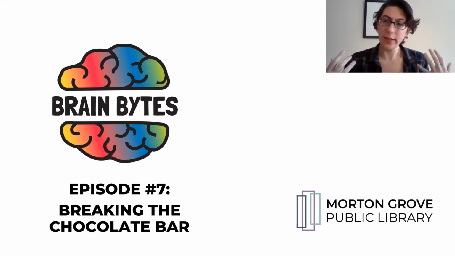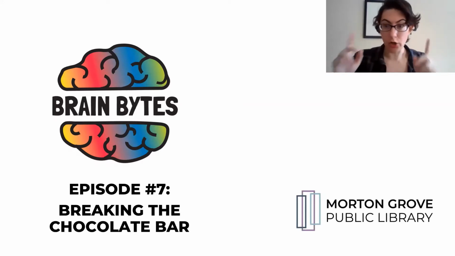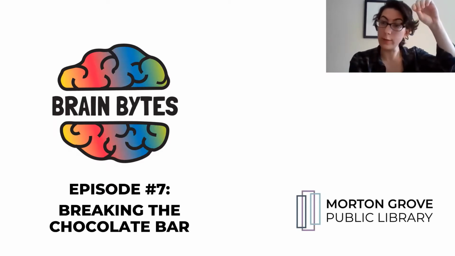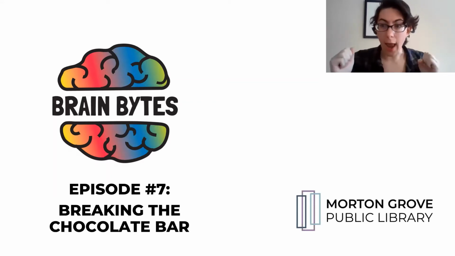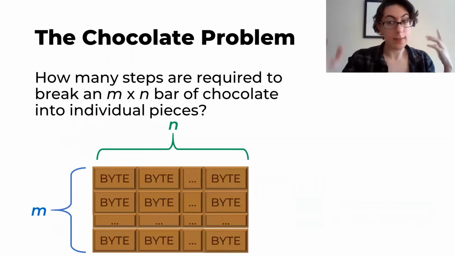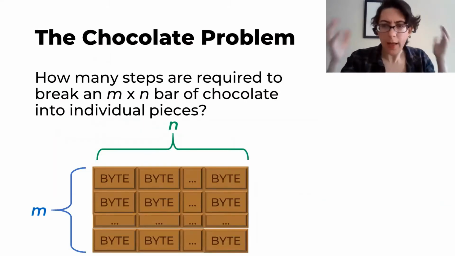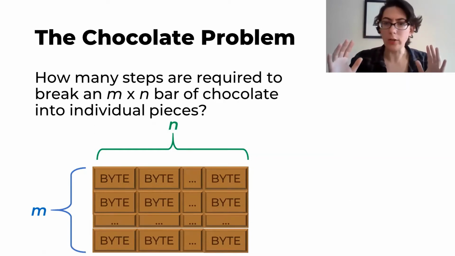My name is Jess, and today I need you to use your imagination. Picture for me your ideal bar of chocolate. It can be any number of squares high, any number of squares wide, and absolutely delicious. Got it? Now we are going to break it. This is the chocolate problem. How many steps are required to break that perfect chocolate bar into individual pieces?